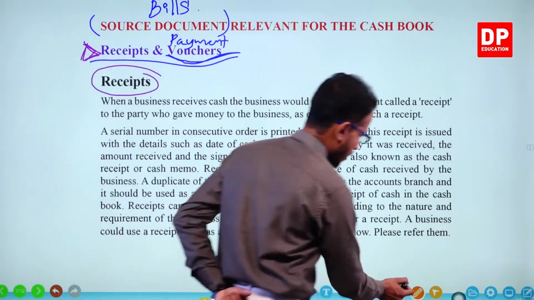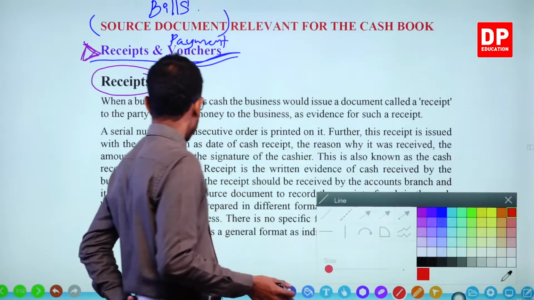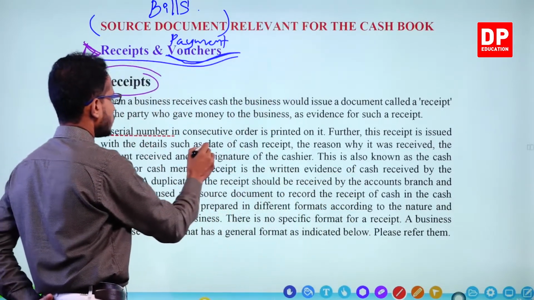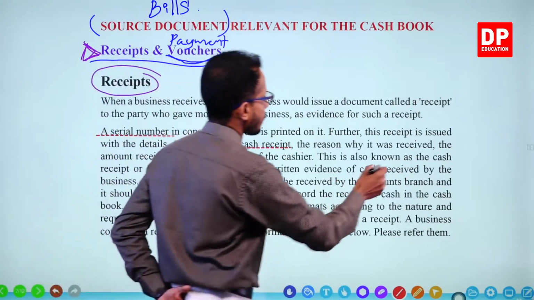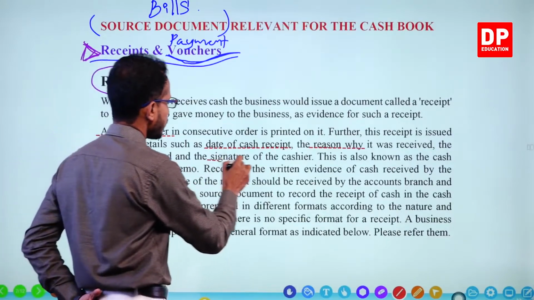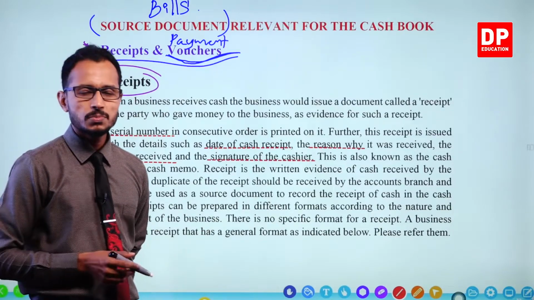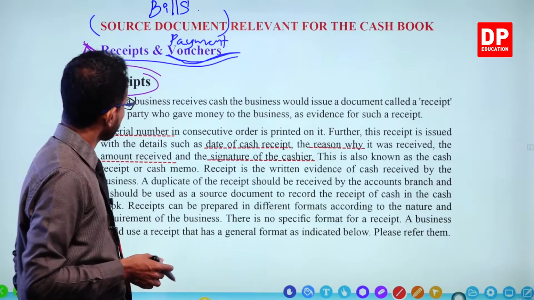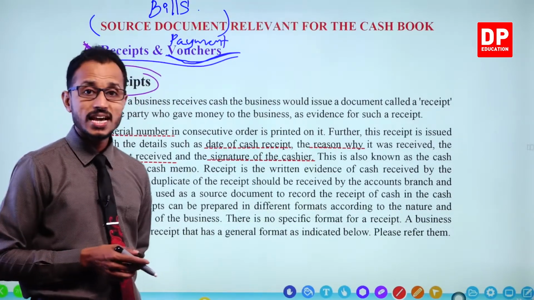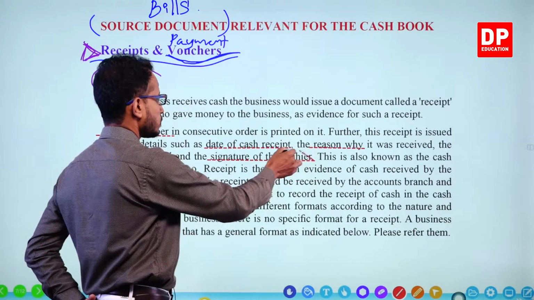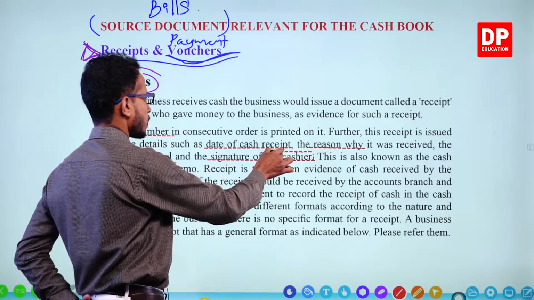Alright, there are some main points mentioned. Information which can be seen in receipts: a serial number, date, reason why, amount received, signature of the cashier. These are the main things mentioned on a receipt. Serial number, date of the cash receipt, the reason why we received cash, amount, and the signature of the cashier.